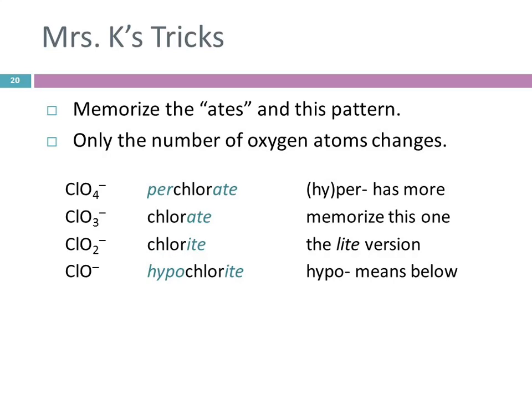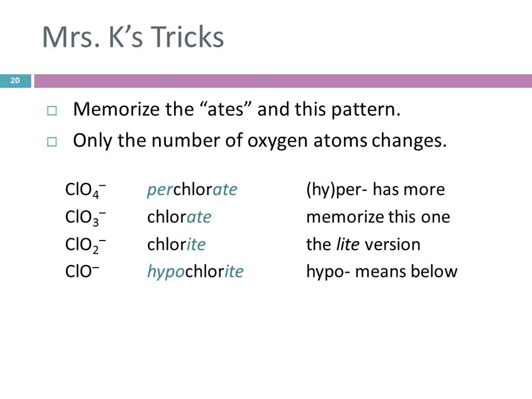You see the pattern there? And this pattern works with the other ates. Now, using this pattern, you could make names and formulas for ions that don't actually exist, but that's really not going to be a problem in a class like this, because we're only going to ask you to name things that actually exist. And if you know the pattern, you can do them.